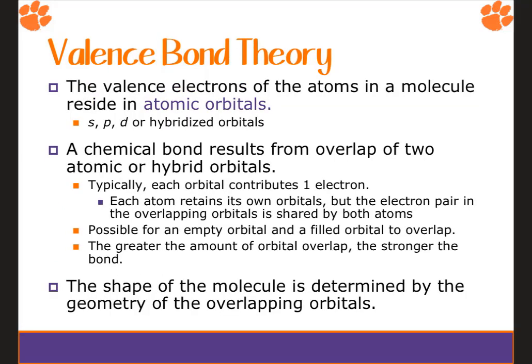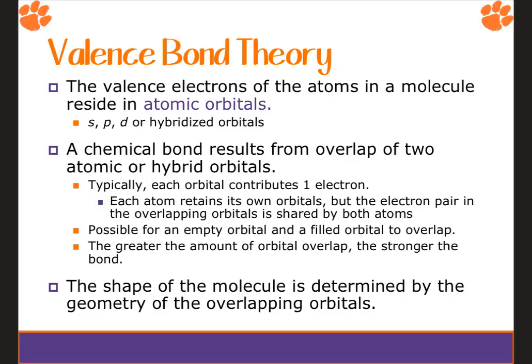In valence bond theory, we're going to be looking at the valence electrons, right? Valence bond theory, valence electrons. And these valence electrons reside in atomic orbitals. So these are the s, the p, and the d. We're not really going to be talking about the f here. Or these new, what we're going to be calling hybridized orbitals.